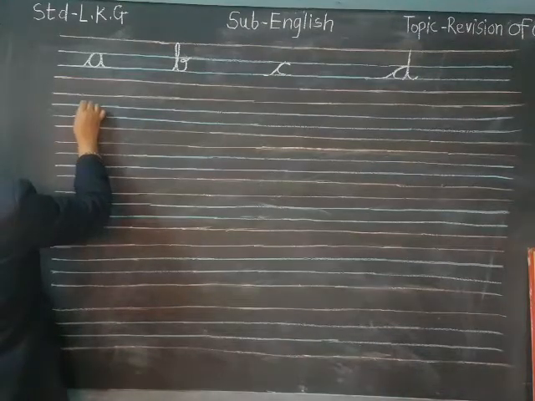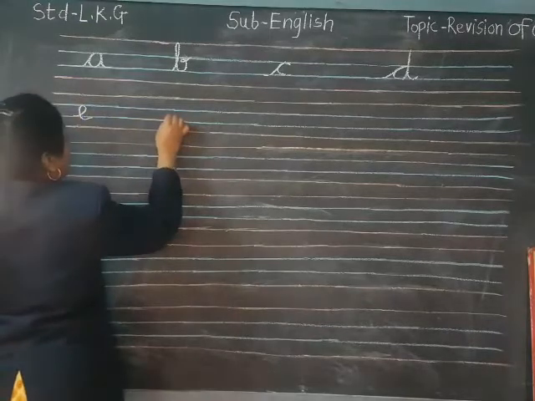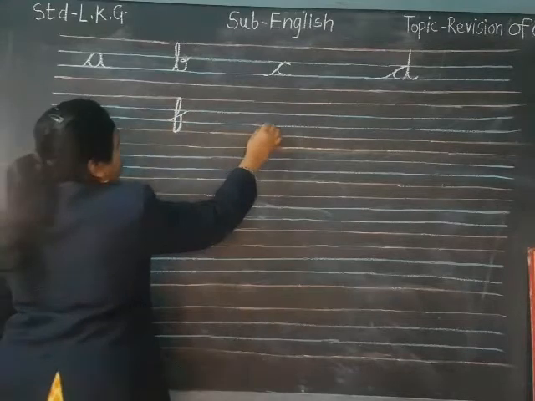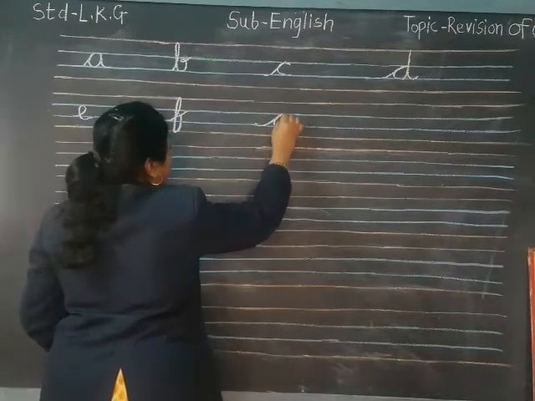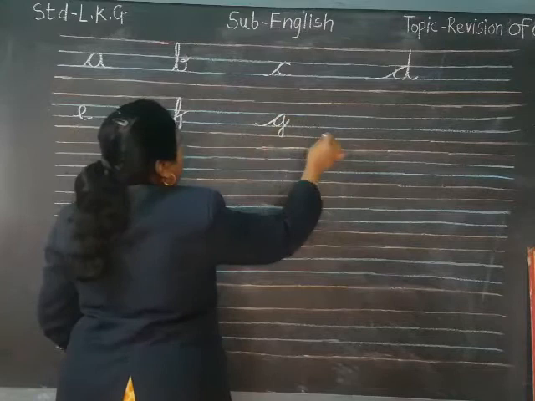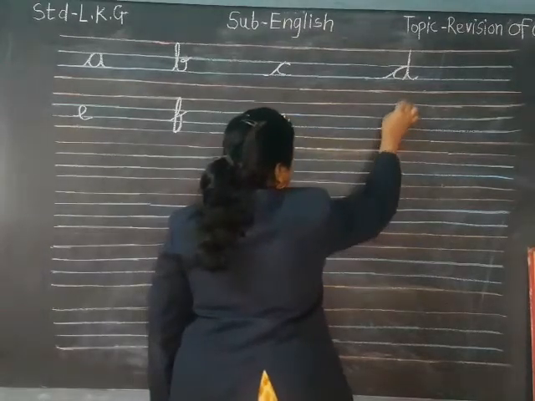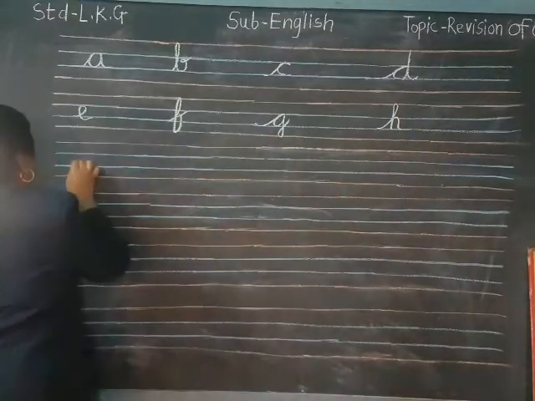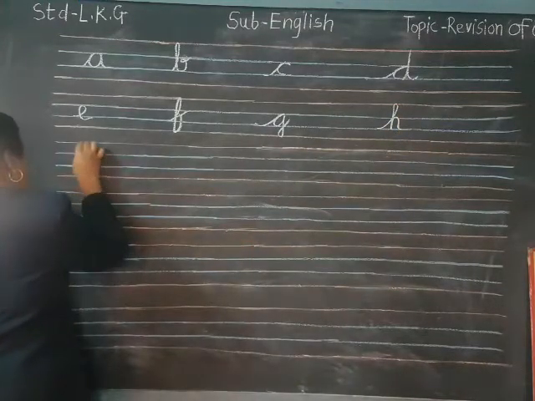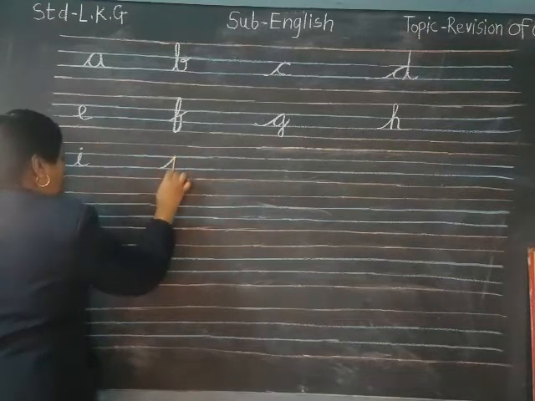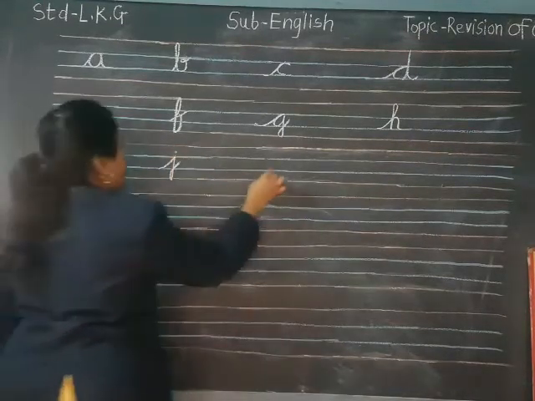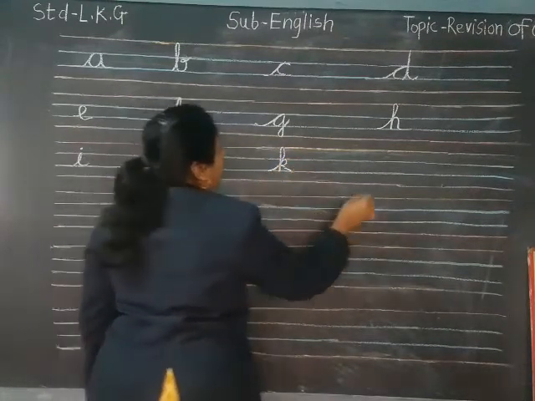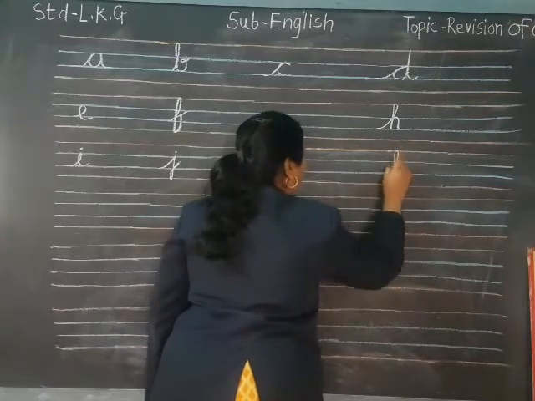Cursive small E. Cursive small F. Cursive small G. Cursive small H. Cursive small I. Cursive small J. Cursive small K. Cursive small L.